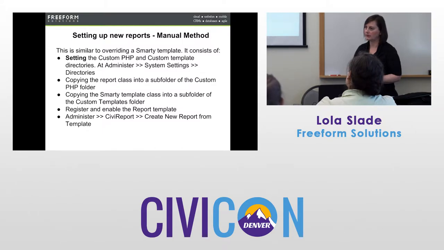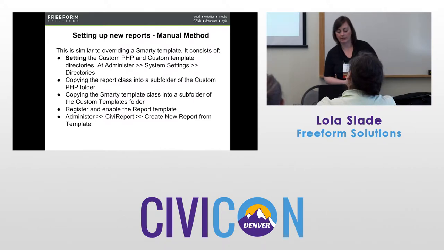In the last couple of releases, actually not even the last couple of releases, it's been a while, I found that you don't need to copy the template. So it'll use the default template. If you're going to make any changes to the template, of course, you'd have to copy it as well. The documentation still says that you have to, so I'd like to get that clarified. But register and enable the report template at administer CiviReport. And then you'll go to administer CiviReport, create new report from template.